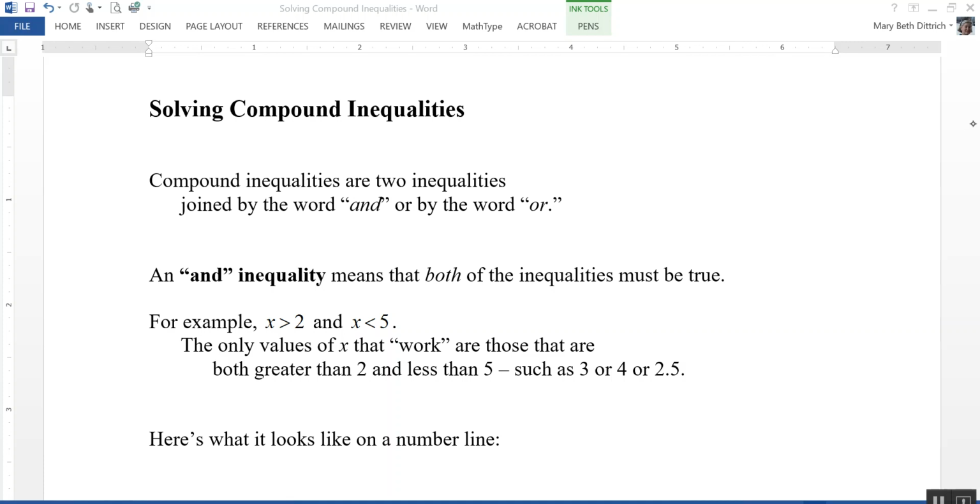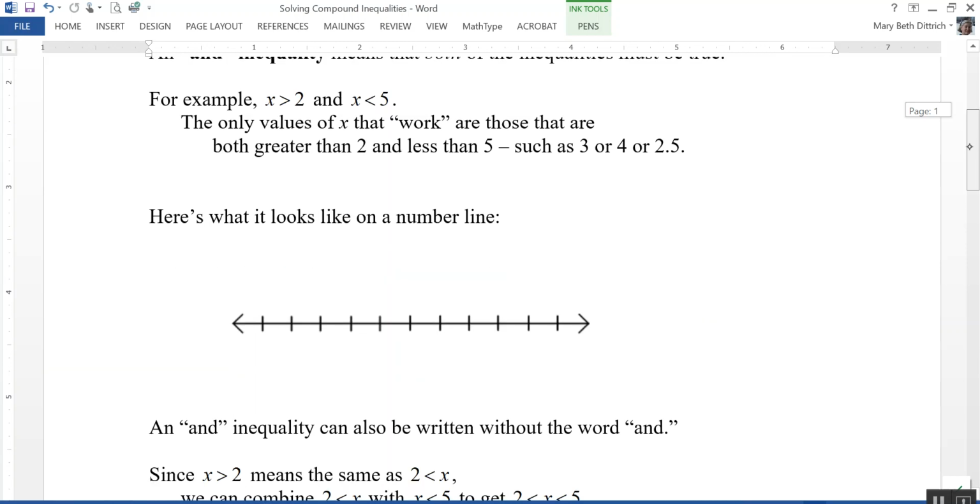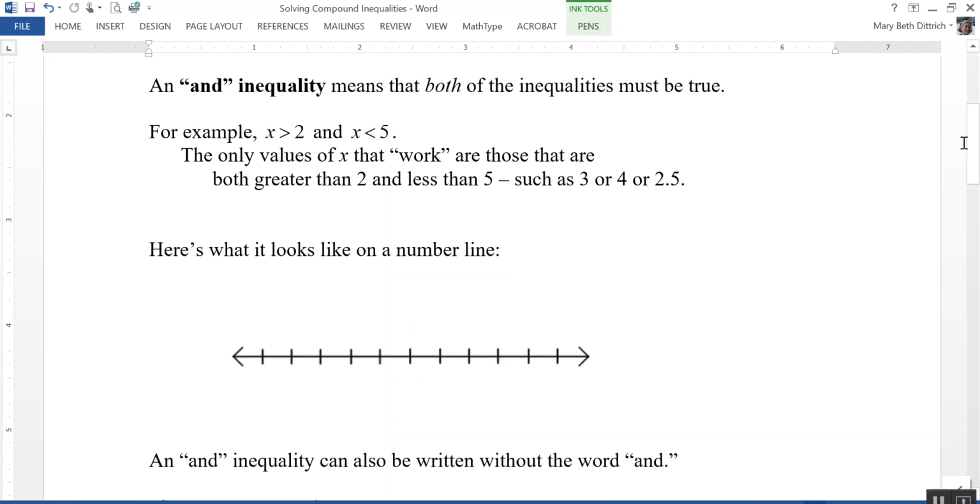So for example, x is greater than 2 and x is less than 5. The only values of x that will work are those that are both greater than 2 and less than 5. Numbers such as 3 or 4 or 2.5 or any number of the infinite number of numbers between 2 and 5. Here's what a graph of that looks like on the number line.